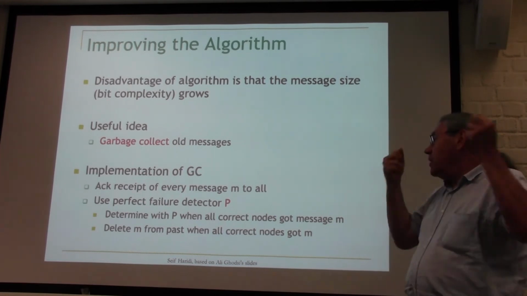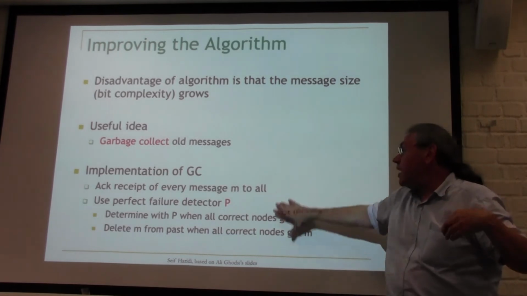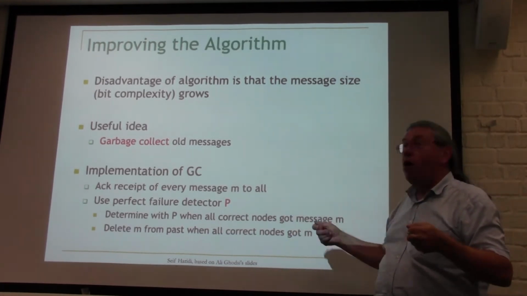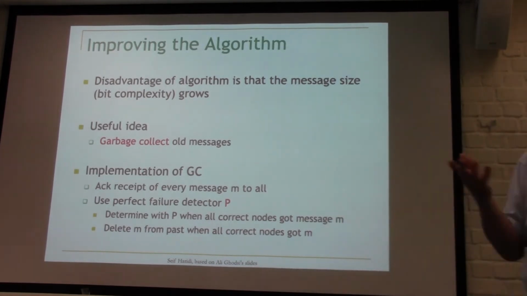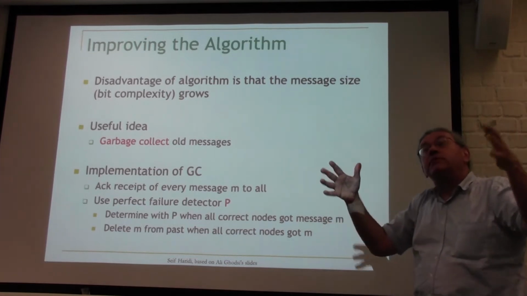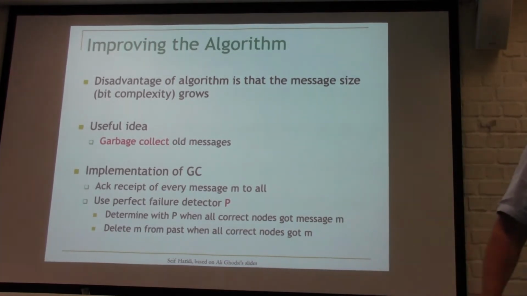Eventually, all the correct nodes will be getting M. So with this algorithm, every time we know that all the correct nodes got M, there's no need to keep it in the passed list anymore, so you delete it. That means the passed list will always be shrinking. I'm going to show you the code for that.